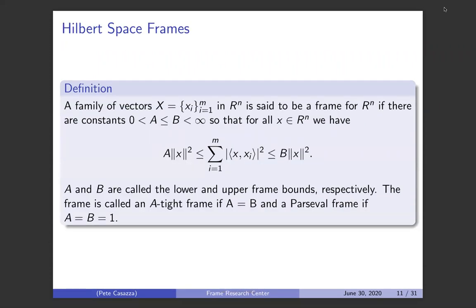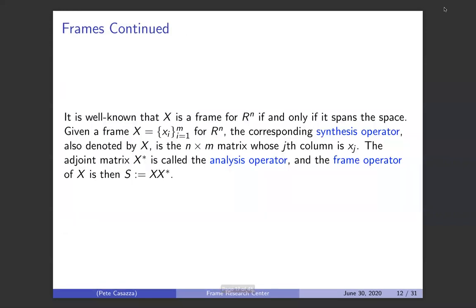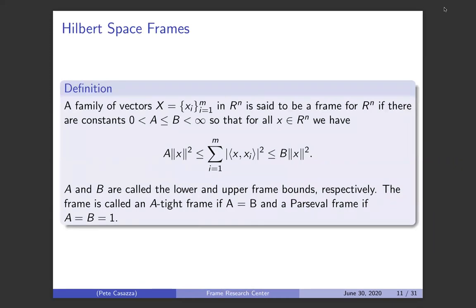A family of vectors is said to be a frame. Oh, probably everybody here knows the definition of a frame, so I'm not going to spend a lot of time on this. I think there's one page where it's just defined. If for all x in R^n, there are constants A and B positive such that A times the norm of x squared is smaller than the sum of ⟨x, x_i⟩ squared, which is smaller than B times the norm of x squared. The only thing we need to know here is A and B are the lower and upper frame bounds respectively. What we care about is the frame is an A-tight frame if A equals B, and a Parseval frame if A equals B equals 1. It's well known that X is a frame if and only if it spans the space. As long as it spans the space, these inequalities certainly have to be satisfied.